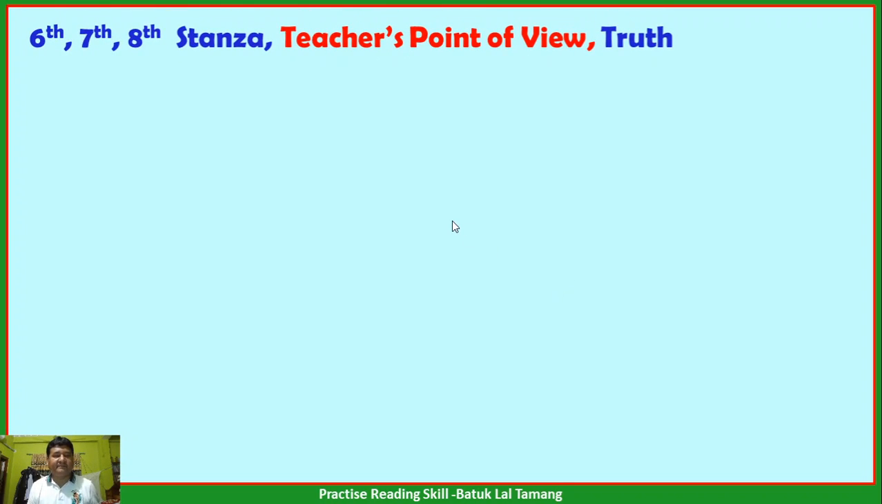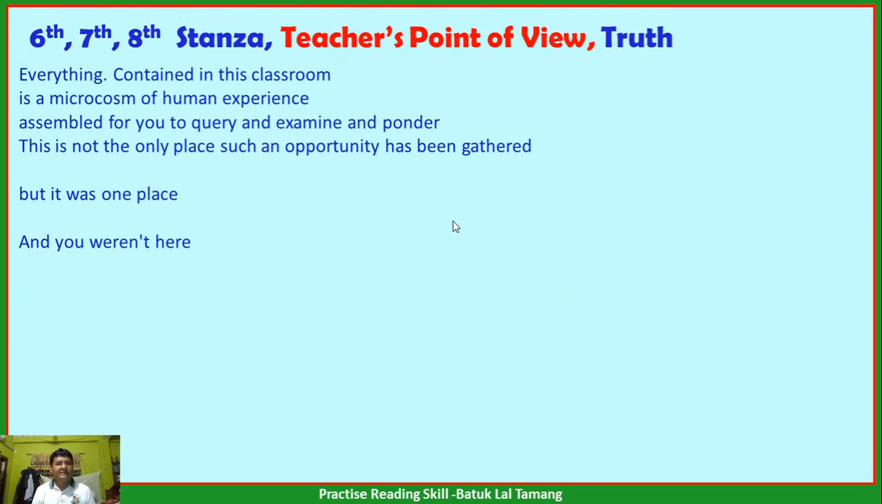Now, 6th, 7th and 8th stanza. Here the teacher is telling the truth. A very normal thing, a very general thing. Here the poet is neither sarcastic nor overreacting. He is expressing the truth here in the last 3 stanzas. And all these 3 stanzas are from the teacher's point of view.